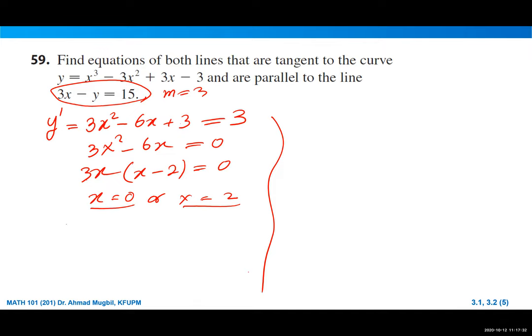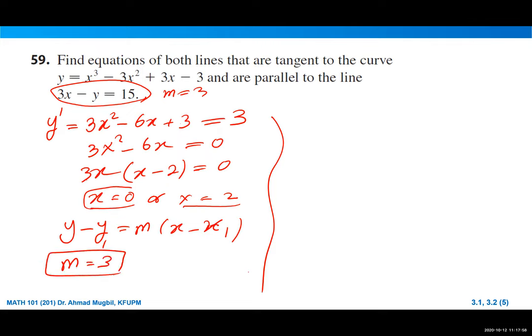Now, go to the equation of the tangent, what will it be? It will be y minus y1 equals m times x minus x1. Now, what are x1 and y1? This is the question. What is the point that we need to find? To find the point, the slope, I have it. This is m, which is 3. This is the slope. So let me write it here. m is 3. We are done with that. Now I have x1, I have the points, which are 0 and 2. So now I will find y. When x is 0, y is what?